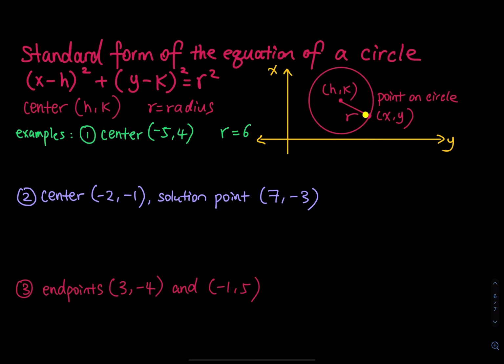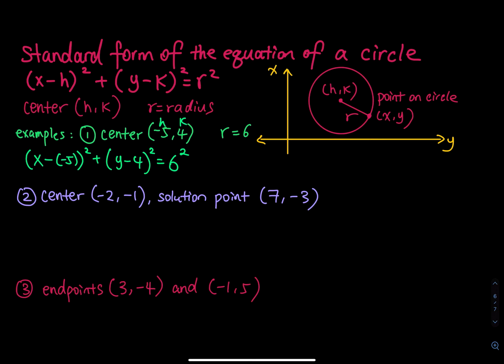So when you solve a problem, they have a couple of different ways to ask you. The first way is they give you a center and a radius, and then they ask you to write the standard form, which is very easy. So this is h, and this is k, right? So you have (x minus negative 5) squared plus (y minus 4) squared equals 6 squared. I will just leave that as 6 squared instead of writing 36.